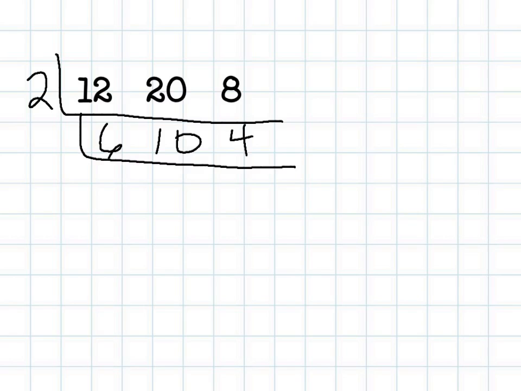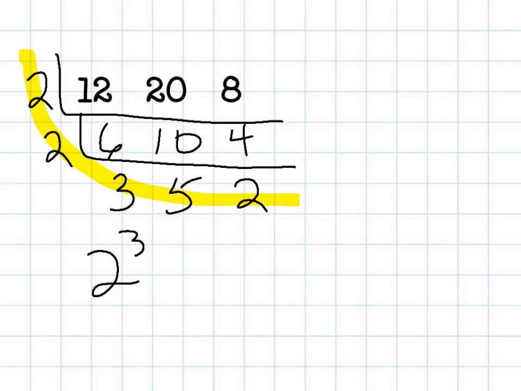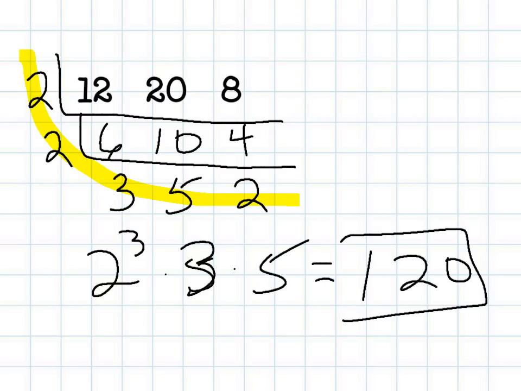Let's continue breaking it down. Well, 2 goes into 6 3 times, 2 goes into 10 5 times, 2 goes into 4 2 times. And now we have all of the prime factors again. So here, your LCM would be those numbers there. So we would multiply 2 cubed times 3 times 5. Well, 2 cubed is 8. 8 times 5 is 40. 40 times 3 is 120. So your LCM is 120.